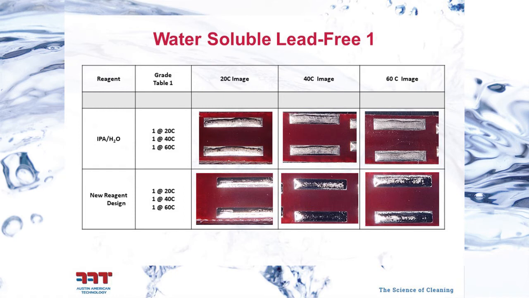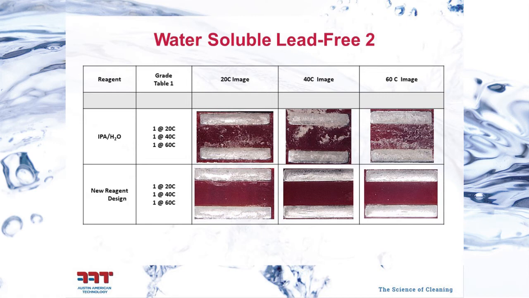So then we get into some testing to show this. For water-soluble fluxes, this is water-soluble lead-free, where we actually did some testing. The top line is IPA and DI water mixtures. We did this testing at different temperatures and then took pictures. And then, of course, our new reagent design down at the bottom is basically your DI water or a match solvent, when we get to the match solvent stuff. Once again, heated. As you can see in the examples, on the first line the IPA and water did a pretty good job of cleaning the water-soluble lead-free flux, as did the DI water on the bottom.